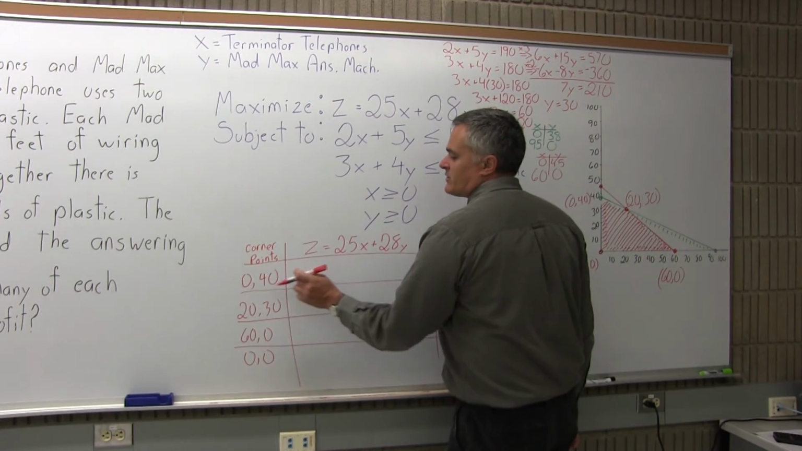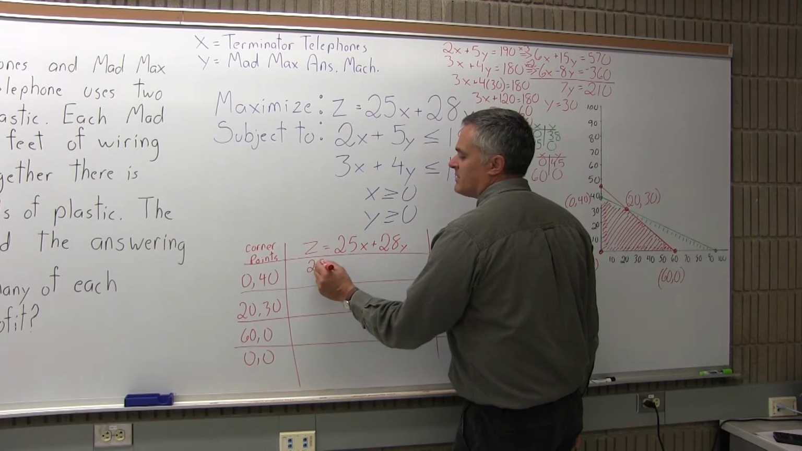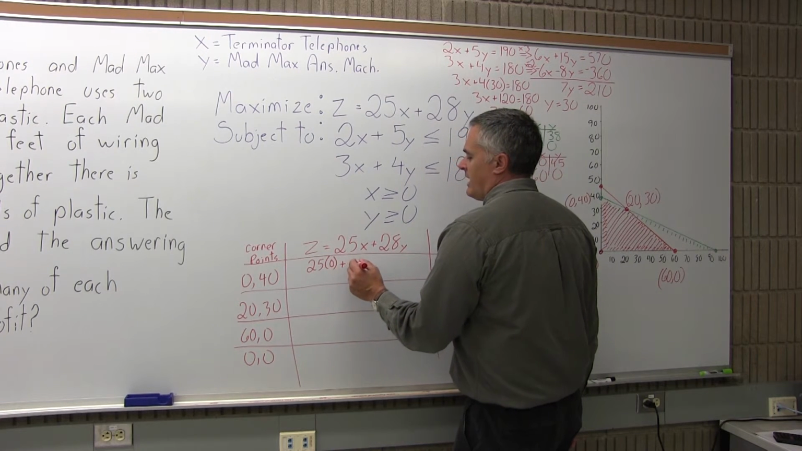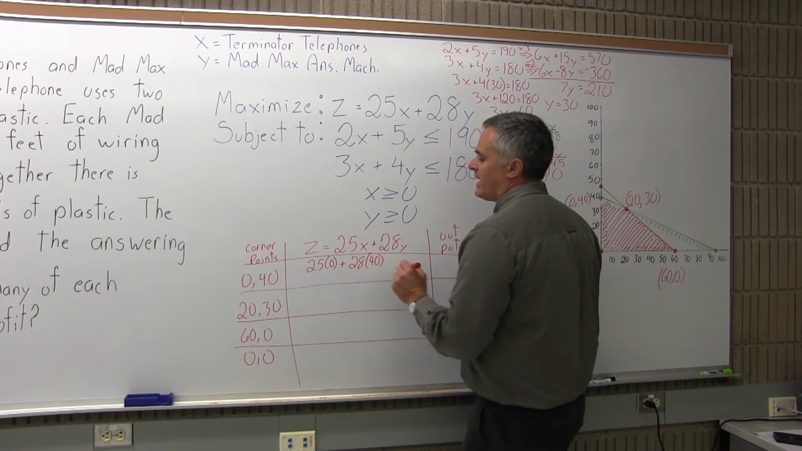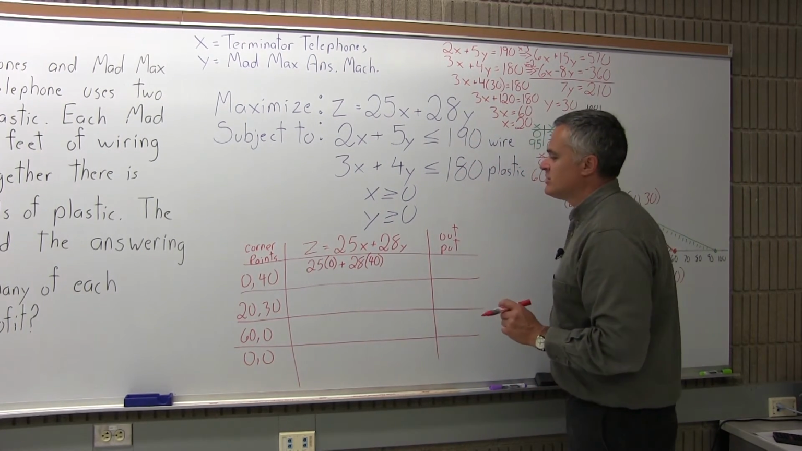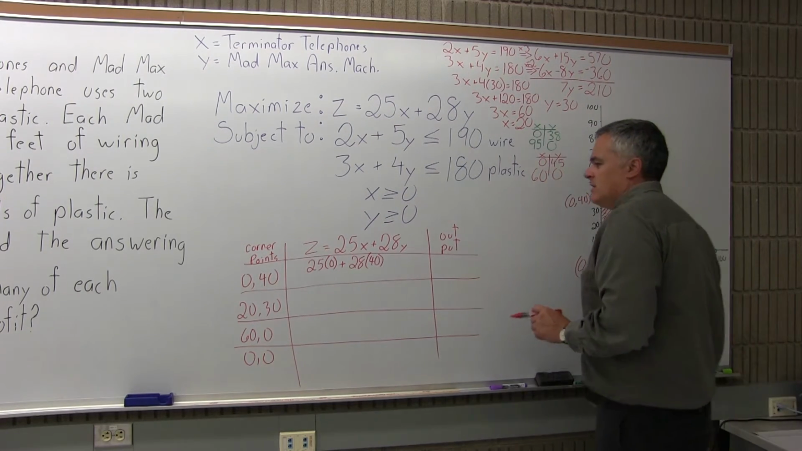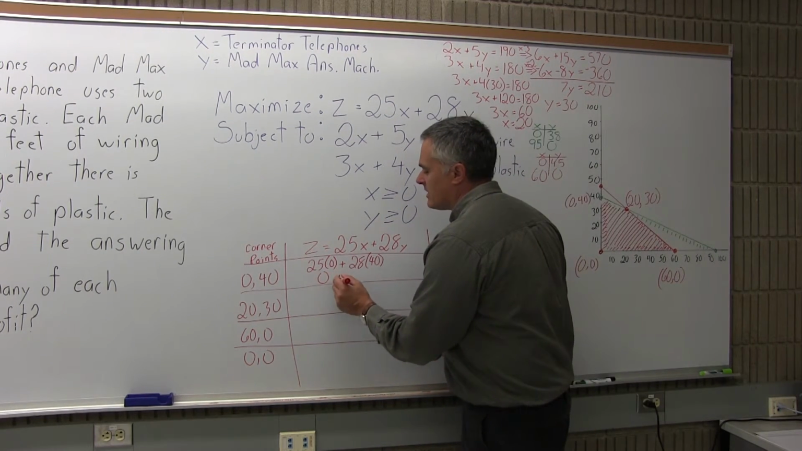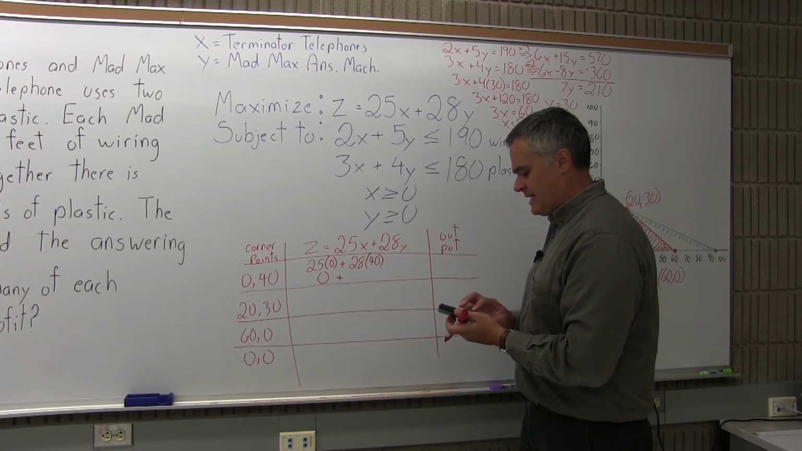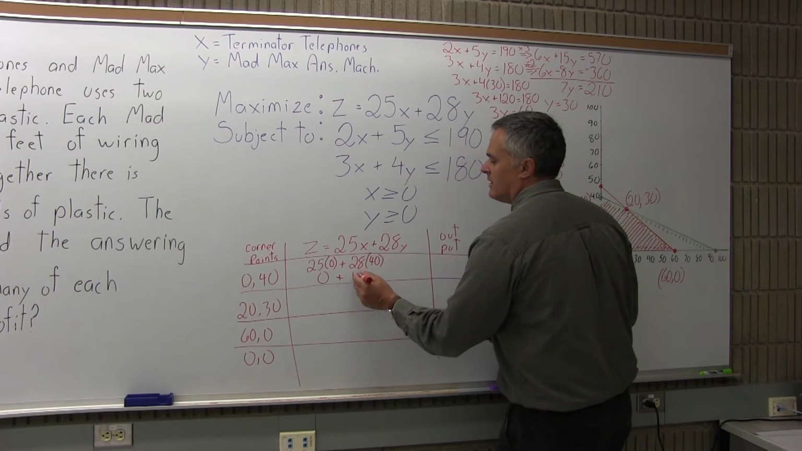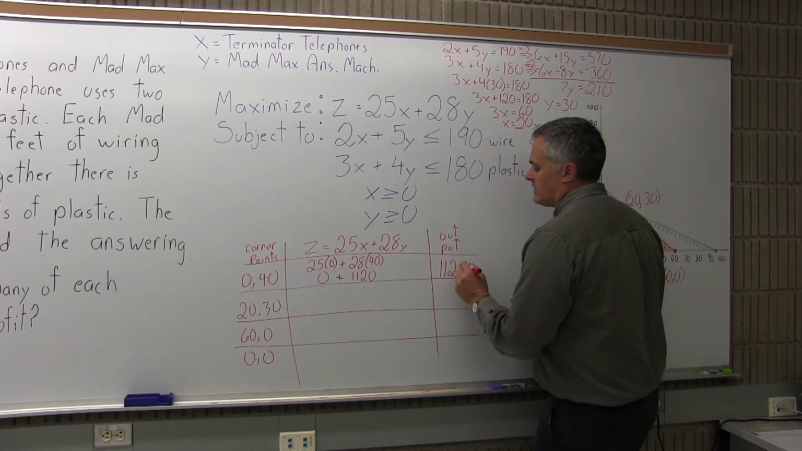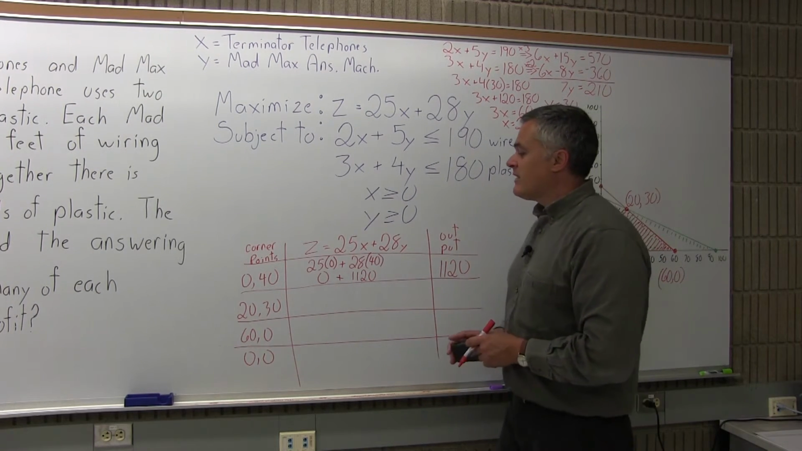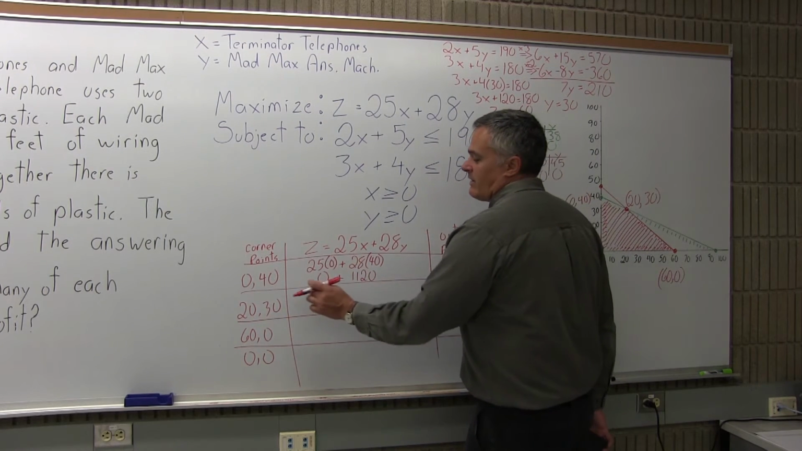So the first one, 0 for x, 40 for y. 25x becomes 25 times 0, and then 28 times y becomes 28 times 40, which should be, well, the 25 times 0 is 0. And let's see what I get for 28 times 40 is 1120. So 0 plus 1120 is 1,120.